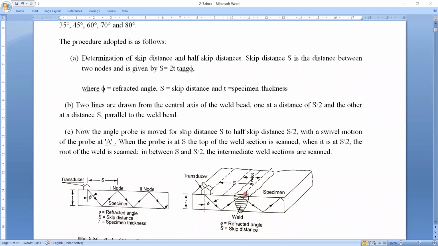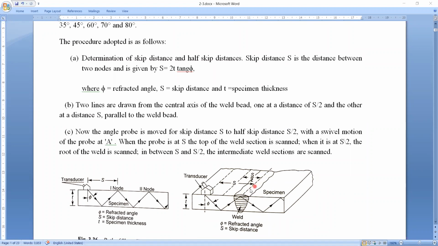This is the weld bed. You see this. This is the weldment. We have to test it. This is the part, the bottom part is called root. This is the top surface. This is the top of the weldment. These two parts are joined by using this welding.